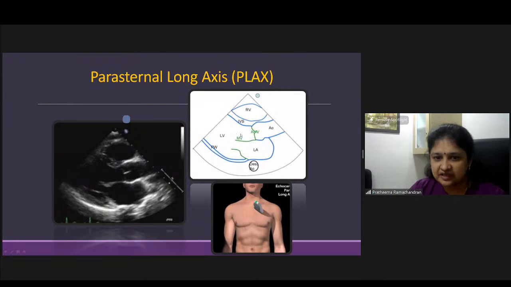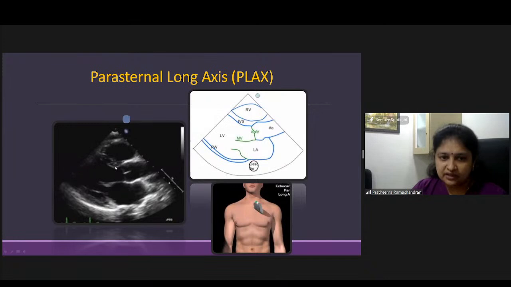Just to put all these into one slide, this is a schematic diagram. This is how the probe is placed in the left parasternal region. The pointer will be pointing towards the right shoulder. This is a cardiac probe, and it should be properly placed over the left intercostal space. If placed with the pointer towards the right shoulder, it is going to show the parasternal long axis view. So it is very, very important.